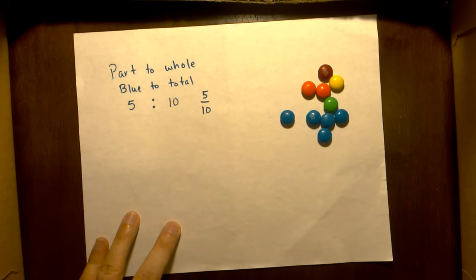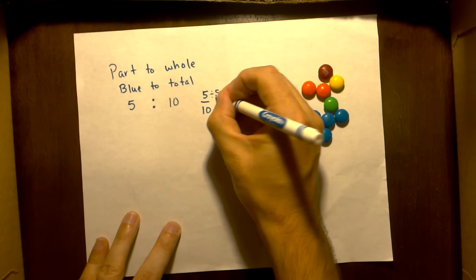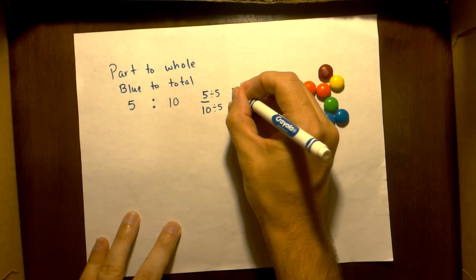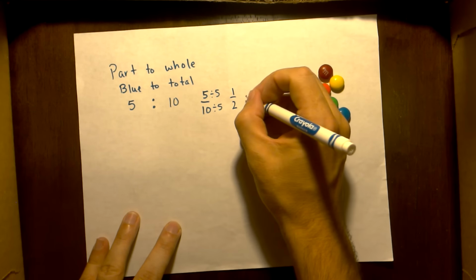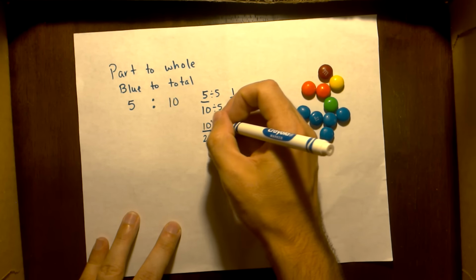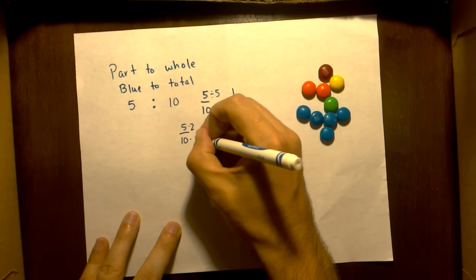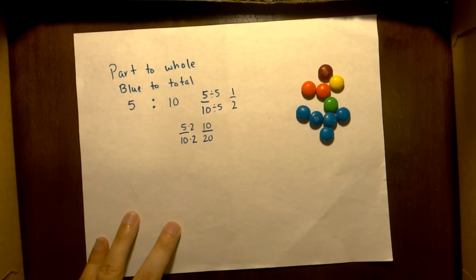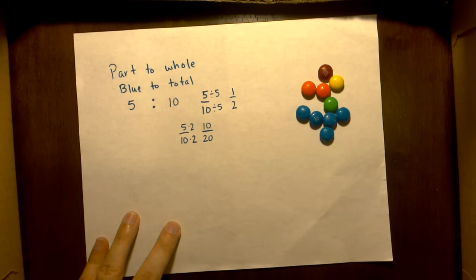Okay. What's an equivalent ratio of 5 to 10? If you're saying 1/2, nice job. Divide by 5, divide by 5, and we have 1 over 2. If you said 10 over 20, you're absolutely correct, because I could do 5 times 2, 10 times 2, and I would get 10 over 20. So 1 over 2, 10 over 20, and 5 over 10 are all equivalent ratios.